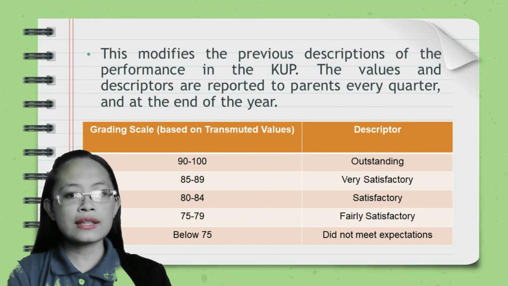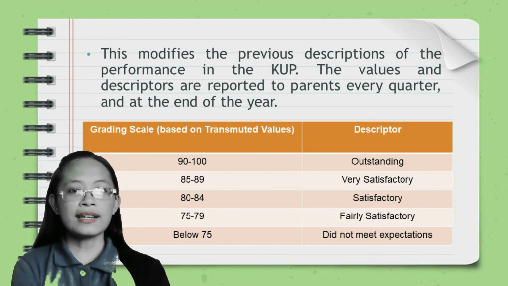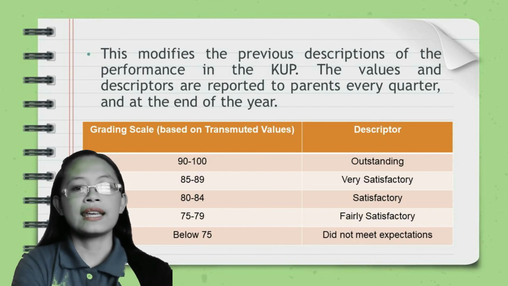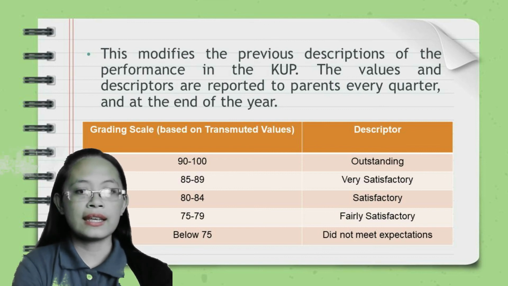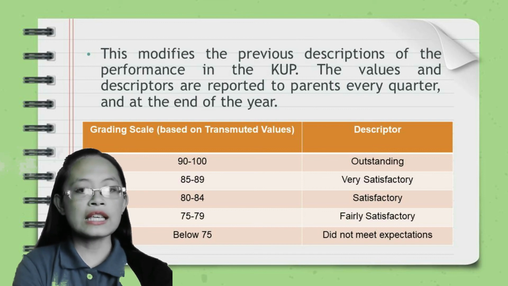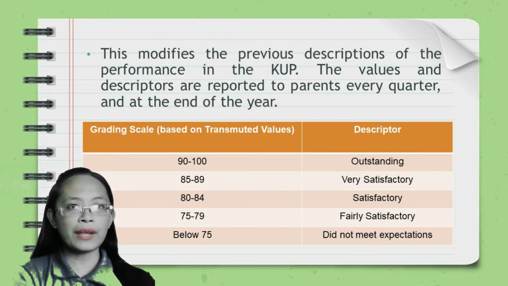The values and descriptors are reported to parents every quarter and the end of the year. Grading scale based on transmuted values: 90 up to 100, descriptor outstanding; 85 up to 89, very satisfactory; 80 to 84, satisfactory; 75 to 79, fairly satisfactory; below 75, did not meet expectations.